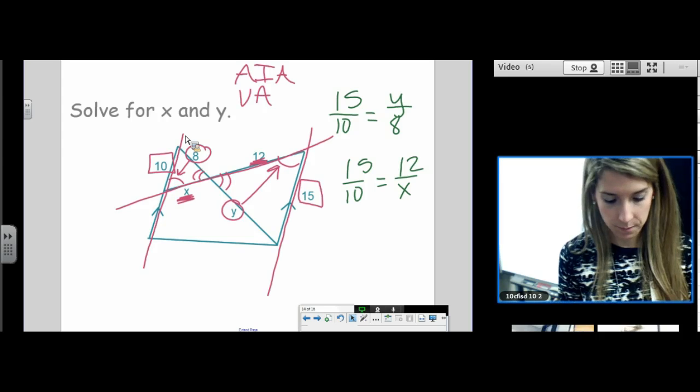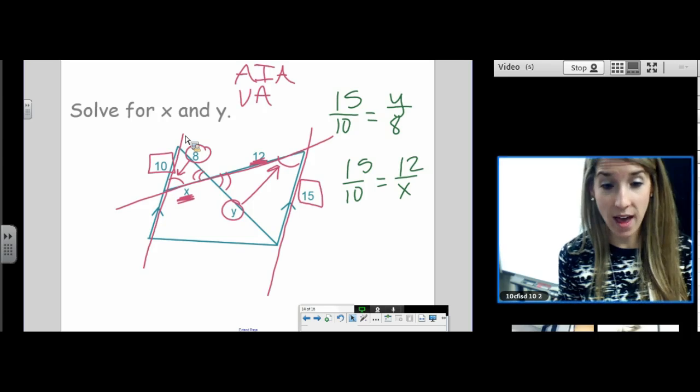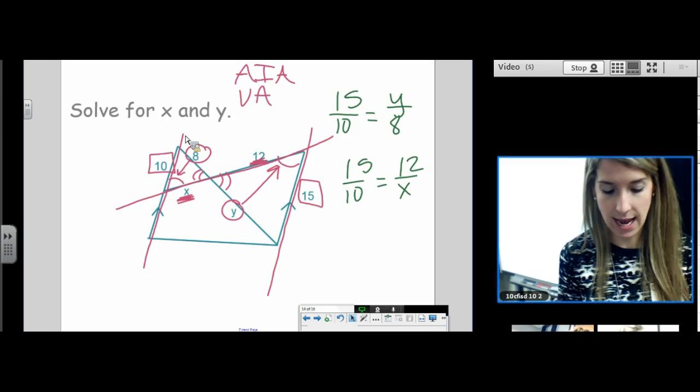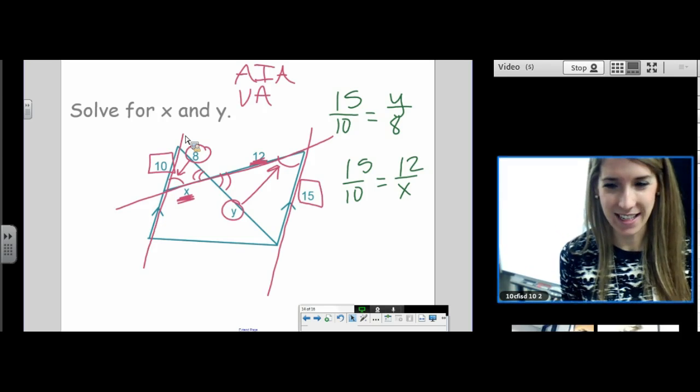So what do we get? Y is 12, good, and x is 8. Yep, y is 12 and x is 8. Good job, guys.